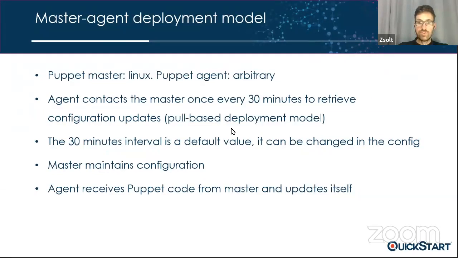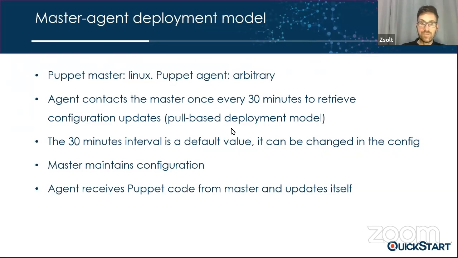Now, master agent deployment model. Let's see what it entails in general. The Puppet master has to be a Linux computer. That's very important. It's not possible to install a Puppet master on, for example, a Windows machine, simply because it doesn't exist. However, Windows machines or even any other OS machines can be configured using Puppet because they can act as Puppet agents, and the configuration is done by the agent actually. Master just stores the centralized configuration state.